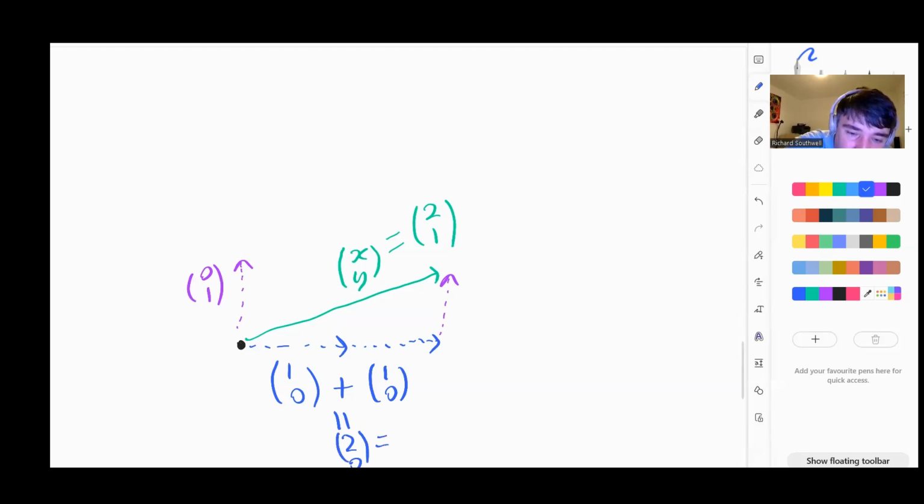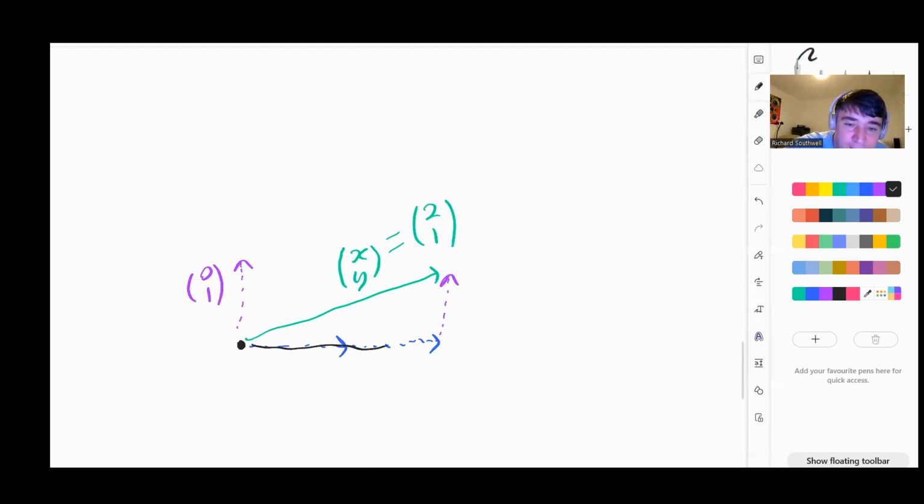Another way we can write it is as 2 times the vector 1, 0. And so what we're doing here is we are thinking of this number here as what we call a scalar. It just means a number, but it's a number that we're sort of scaling the vector by. So you can think of having this as a sort of shorter vector, and then we're taking this vector and we're multiplying it by 2. That means we get a vector in the same direction, but twice as long.